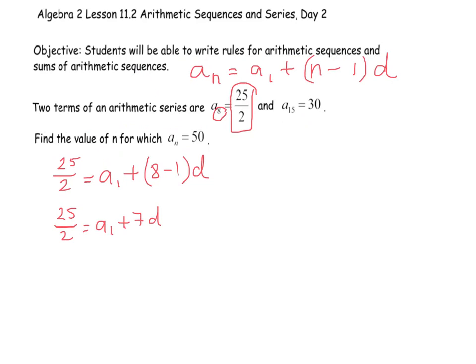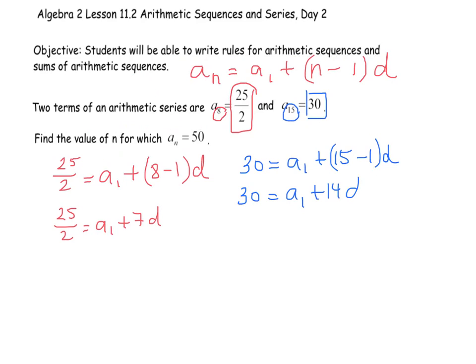Now I'm going to do a similar process for the second equation, where n is 15 and an is 30. So I'm going to say 30 equals a1 plus 15 minus 1 times d. So 30 equals a1 plus 14 times d. At this point, I ended up having a system of equations where I have two variables, a1 and d, and those are the two unknowns.